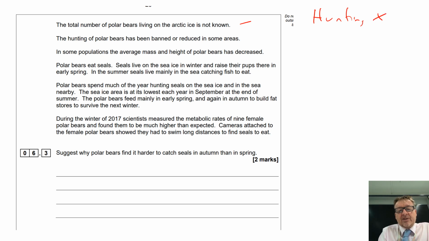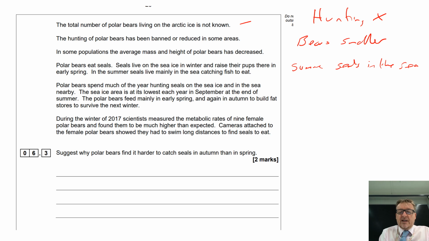In some populations, the average mass of polar bears has decreased. So bears getting smaller. Polar bears eat seals. Seals live on the sea ice in winter and raise their pups there in early spring. In the summer, seals live mainly in the sea. So what that does, that sounds a bit like the fact that polar bears aren't going to be able to catch them very easily.